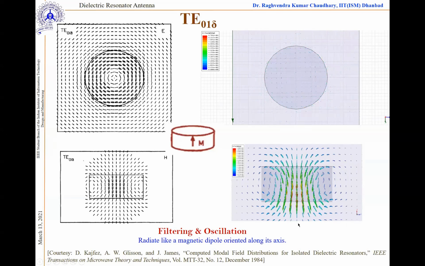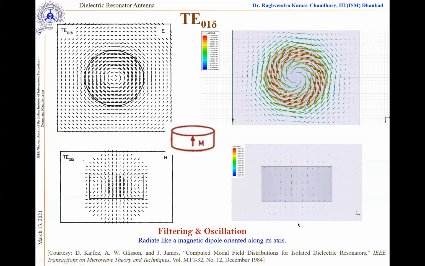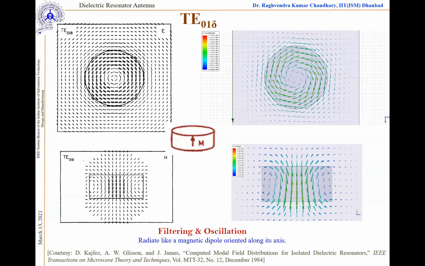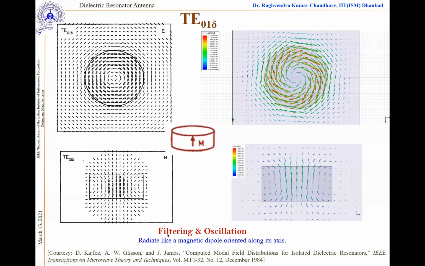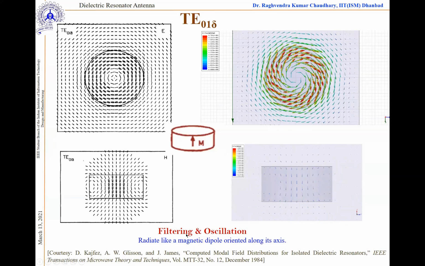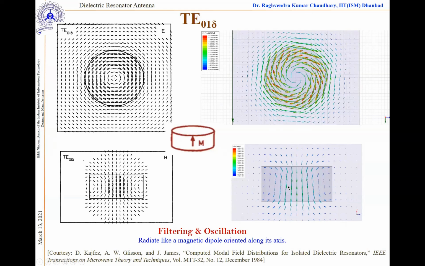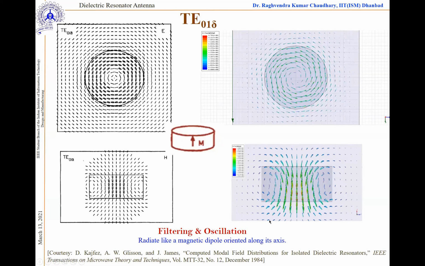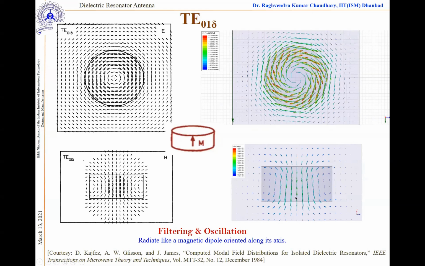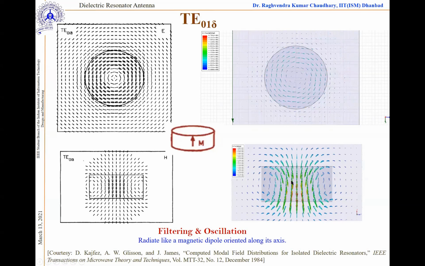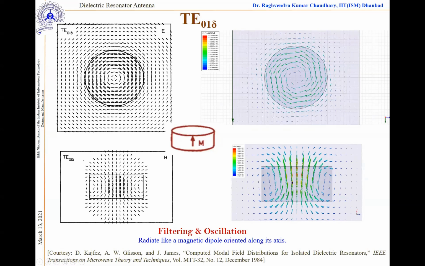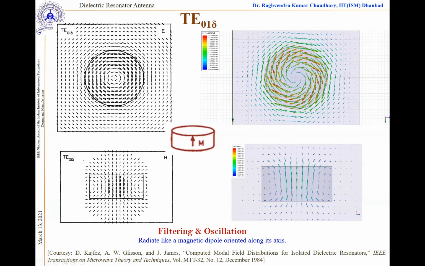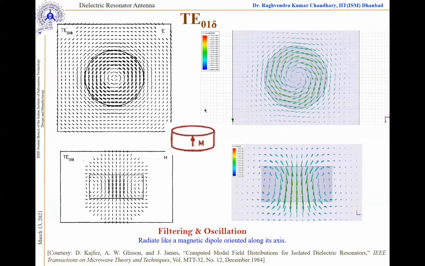So here now we'll try to understand this magnetic dipole. As I told you, this is going to be used for filtering and oscillation. Here you can see this is the magnetic field, and if you recall a magnetic dipole, the magnetic field is like that. On that basis, this is called a magnetic dipole. I hope this is clear to you.